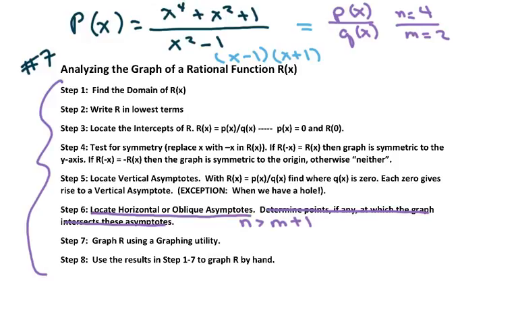So let's do our domain. Our domain is going to be all real numbers, but x cannot be plus or minus 1. That's because you set this to 0. You cannot divide by 0. It's already in lowest terms, and also we don't have a hole. Therefore, our vertical asymptotes are going to be x equals 1 and x equals negative 1.